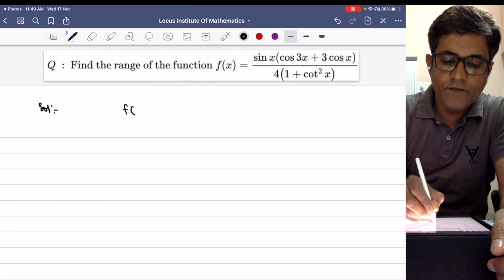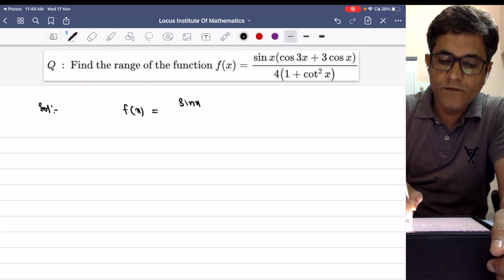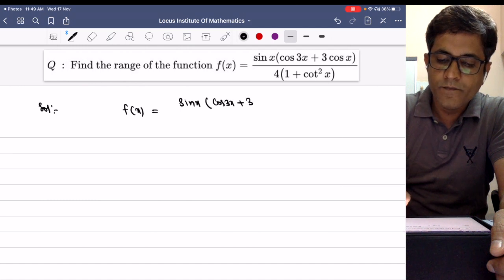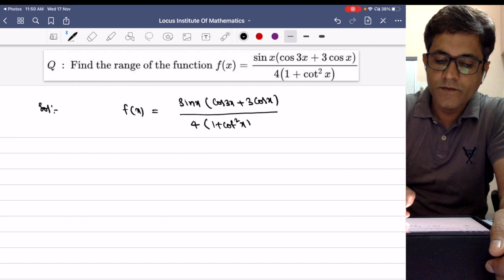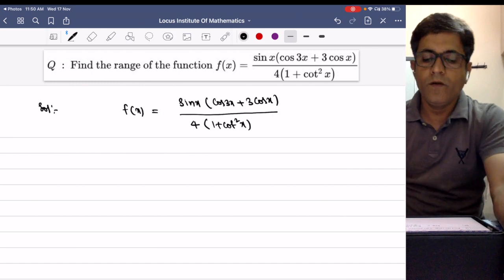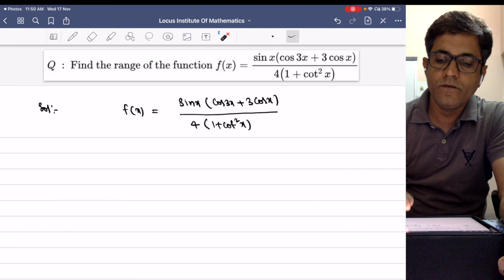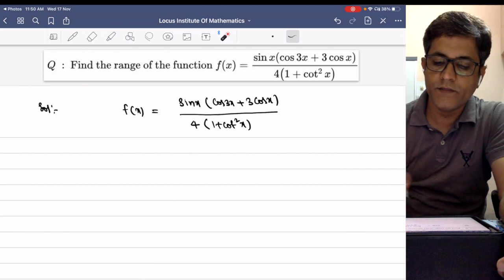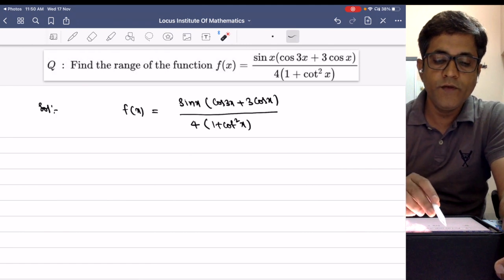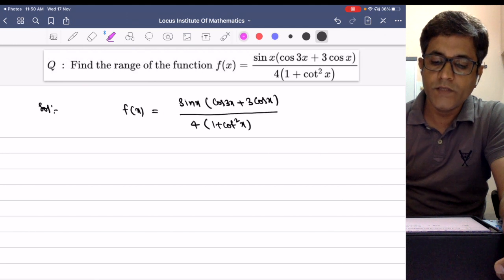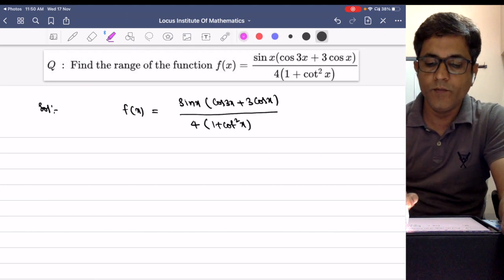The given function is f of x is equal to sin x into cos 3x plus 3 cos x over 4 times 1 plus cos square x. So, to find the range of this function, first I will simplify this f of x. To simplify f of x, I will use two formulas, two results.